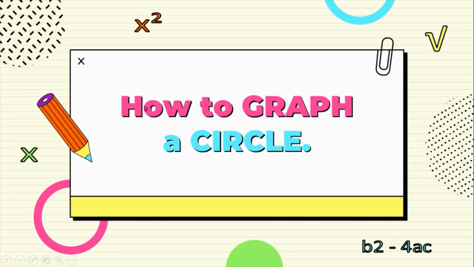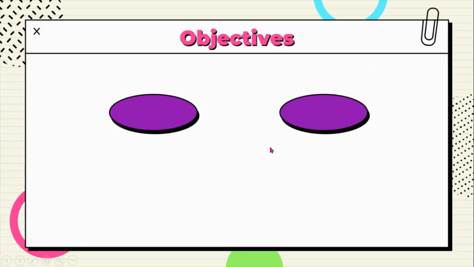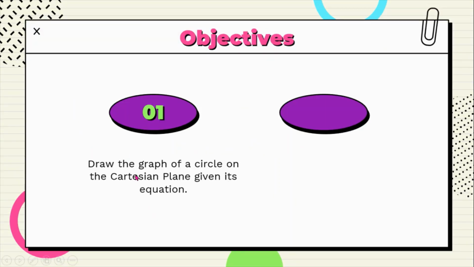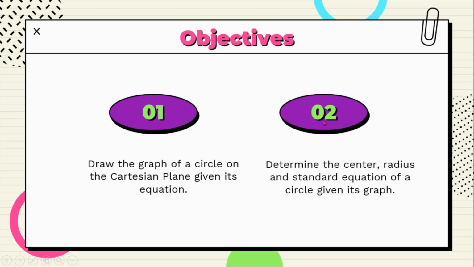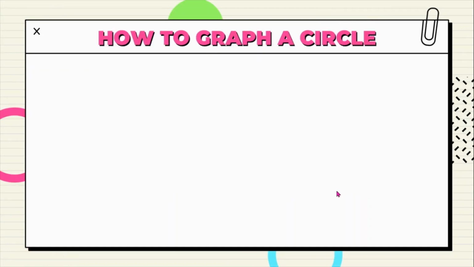This video is about how to graph a circle. For our objectives, we have: number 1, show the graph of a circle on the Cartesian plane given its equation. Number 2, determine the center, radius, and standard equation of a circle given its graph. So how to graph a circle?